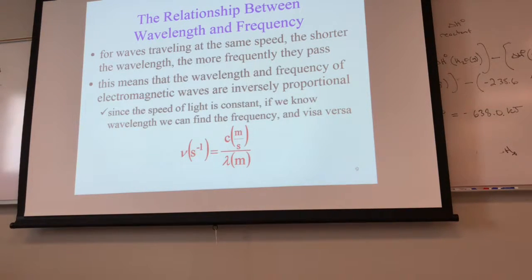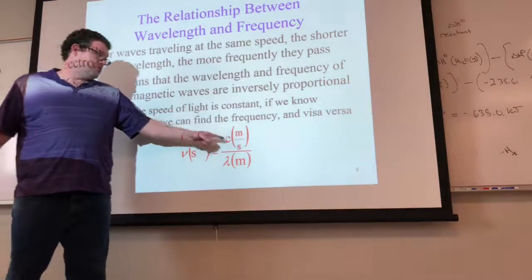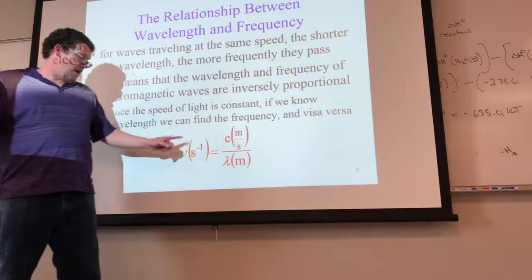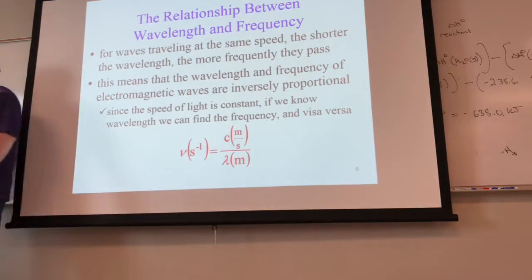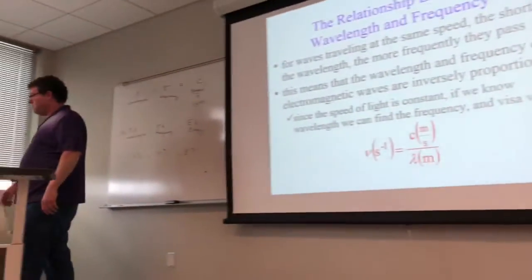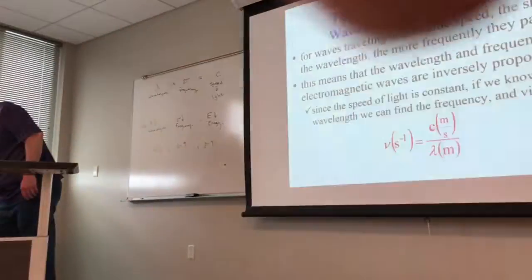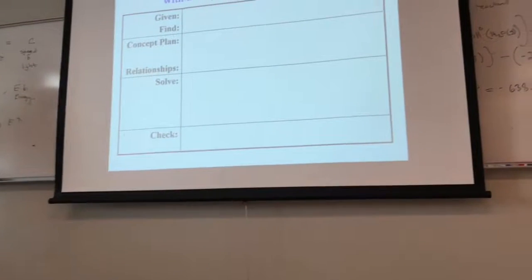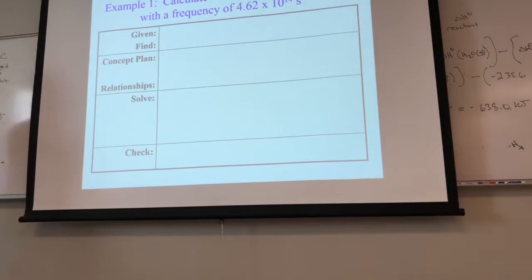But you've got to make sure you have everything in the correct unit. Meaning if c is meters per second, that means wavelength needs to be in meters, okay? And frequency needs to be in inverse seconds. So, how would we do that? How would we calculate the wavelength of red light given its frequency?